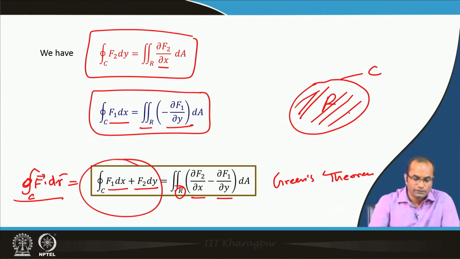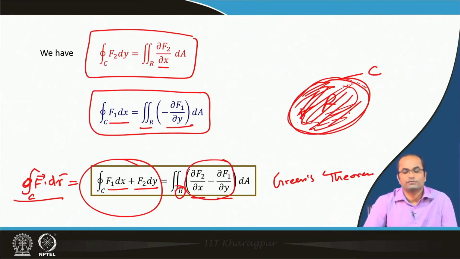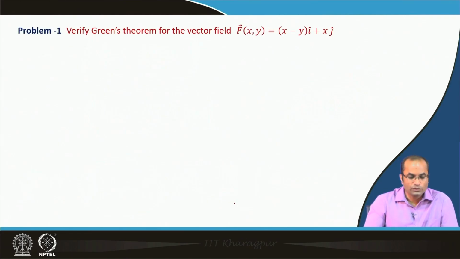So, instead of integrating over the curve, this theorem says that it is equivalent to integrate over this region R, but then the integrand will change, which is del f2 over del x minus del f1 over del y. Okay, so, we will go through some problems here.